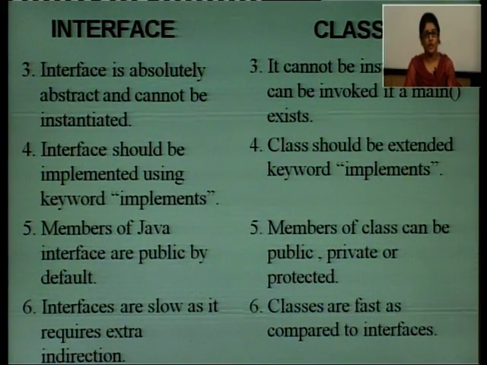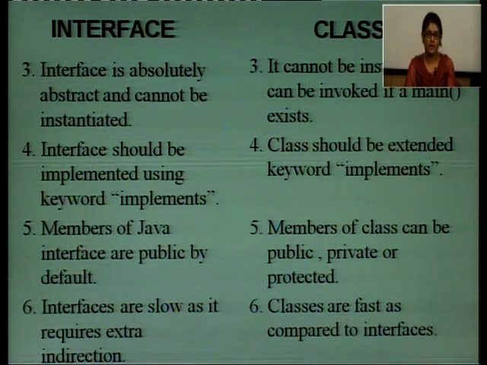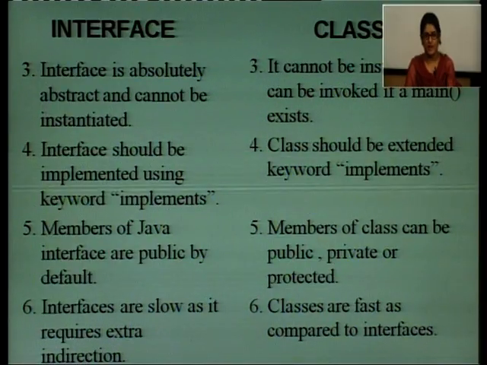Why the interface cannot be initialized, there is a reason about it, because you cannot make objects of an interface, whereas you can make the objects of a class. Then you can initialize the class by using the objects. The next is interface should be implemented using keyword implements, whereas the classes should be extended using keyword extends.